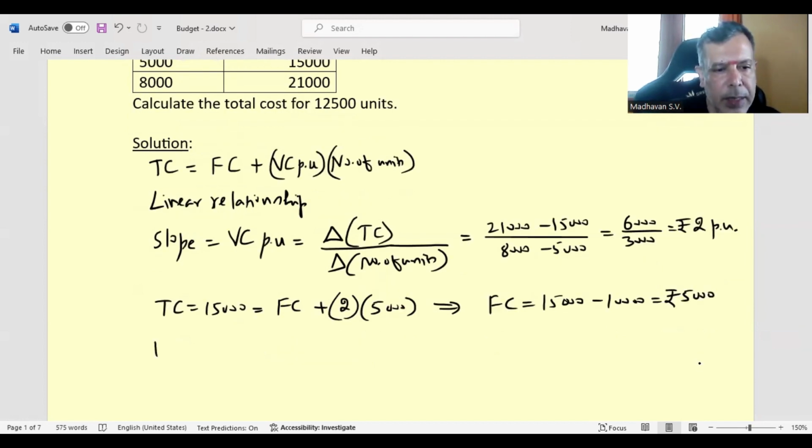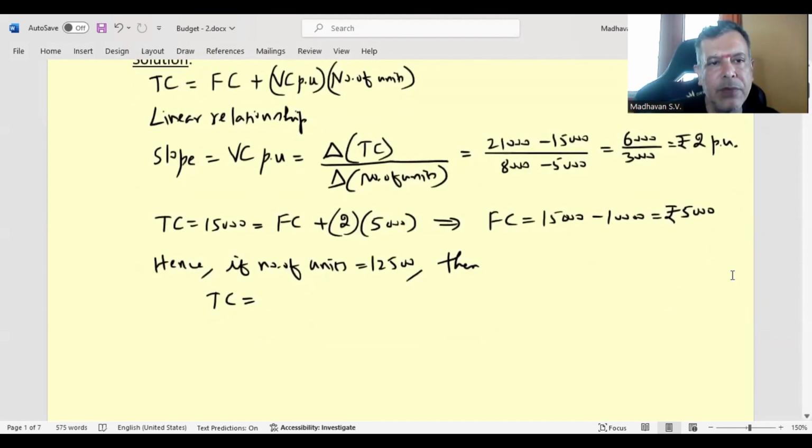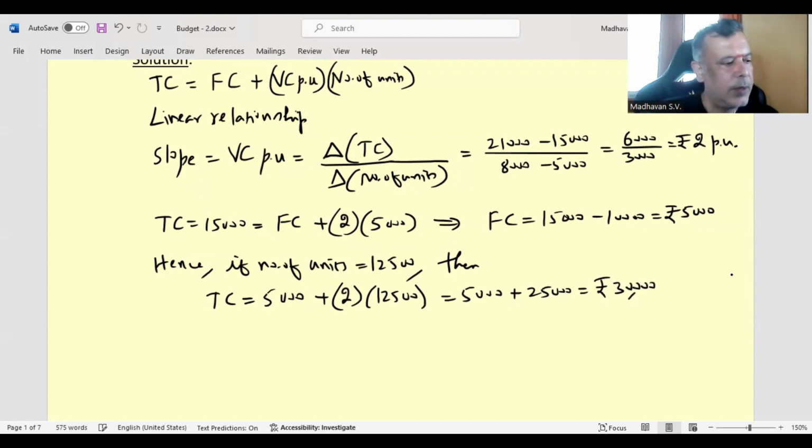Therefore, if number of units is equal to 12,500, then the total cost will be fixed cost, which is 5,000, plus 2 times 12,500. That will give us 5,000 plus 12,500 into 2, which is 25,000. So the total cost works out to rupees 30,000. So that is the solution for this. Let us move on to the next question.